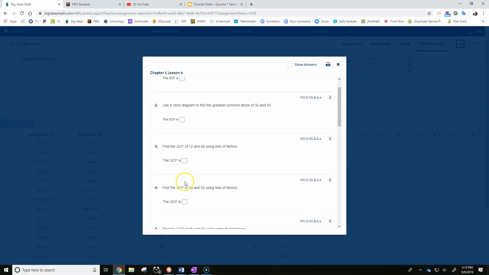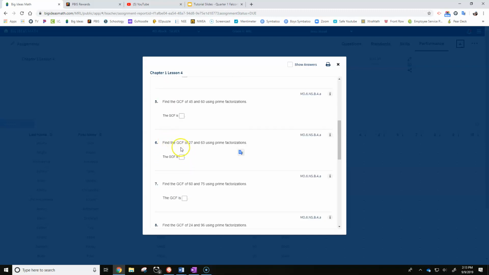Number 3 and 4 says, find the greatest common factor using list of factors. That's the one. You're going to show 4 lines. All right, line 1, 12, list all the factors. Line 2, number 48, list all the factors. Line 3, common factors, list them. Line 4, what's my greatest common factor? See example 1. On 5, 6, 7, 8 says use prime factorization. That's what we just did.